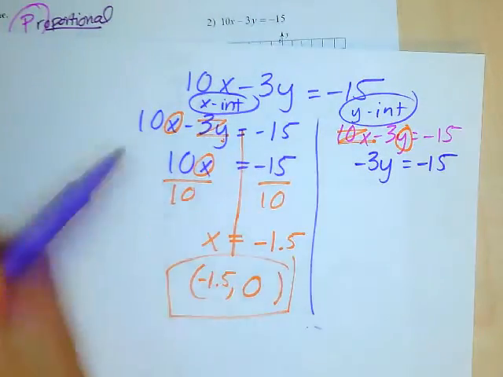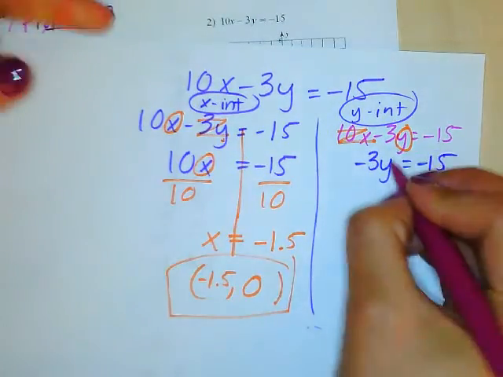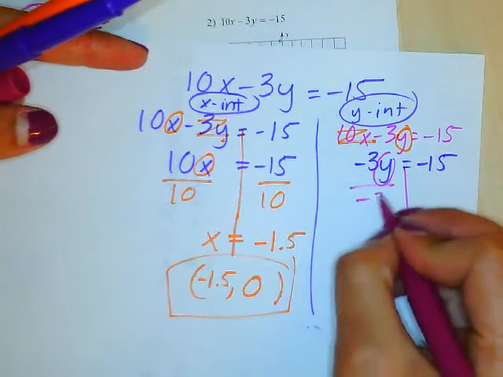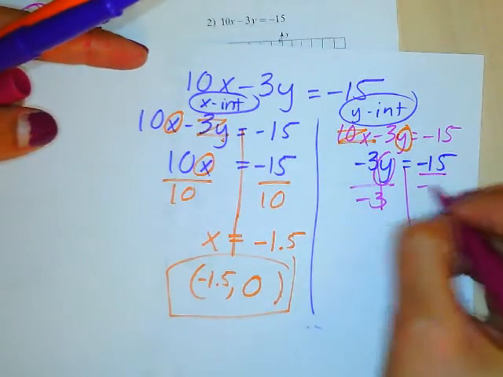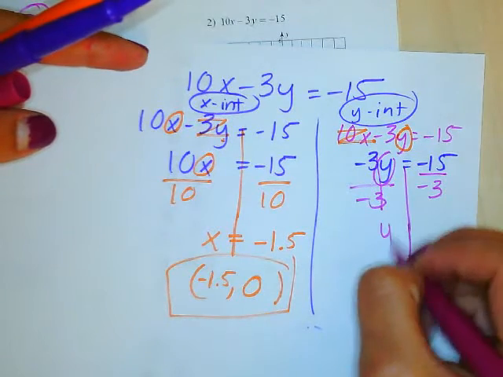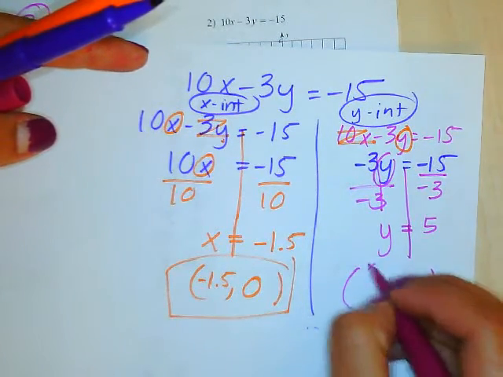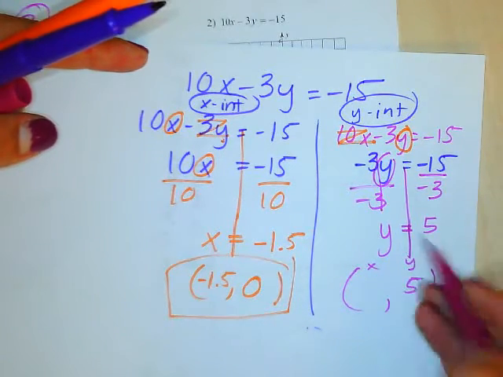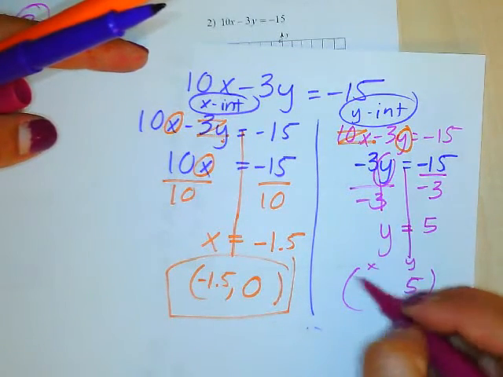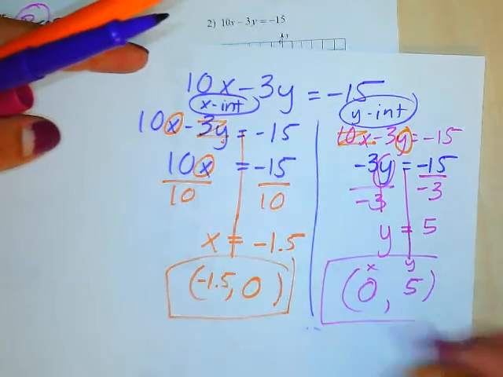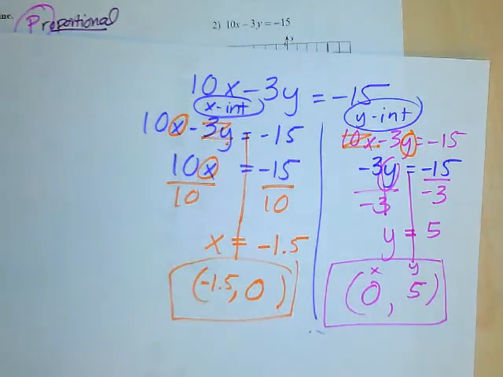My y-intercept, I still don't have y alone. So divide by negative 3 to get rid of it, divide by negative 3. So y equals positive 5. So in point form, my y is 5 when I zeroed out the x. So this is my other point.